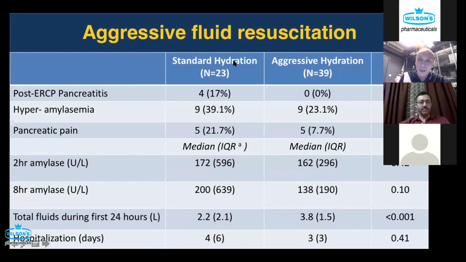But if you look at the results, it's not a very big study. In the patients with standard hydration, 23 patients, 17% had PEP, but 0 in patients with aggressive hydration. And in terms of total fluids in the 24 hours, 2 liters versus almost 3.8 liters. So you are giving a lot of fluid to these patients. Another thing is the rate of hyperamylasemia as well as pancreatic pain was also much less in the aggressive hydration group, although this did not reach statistical significance.